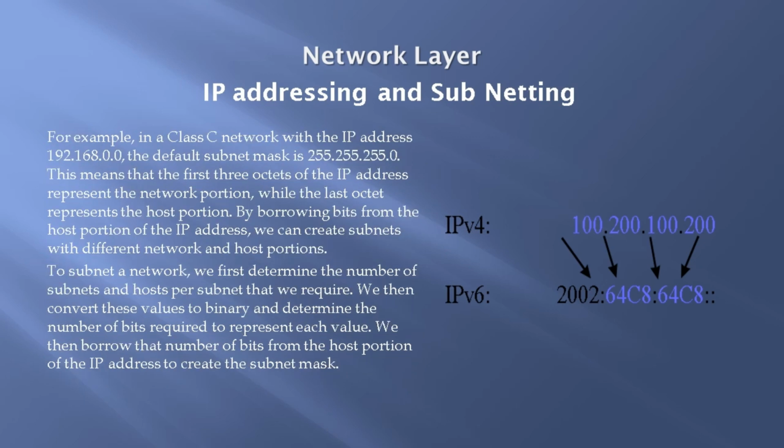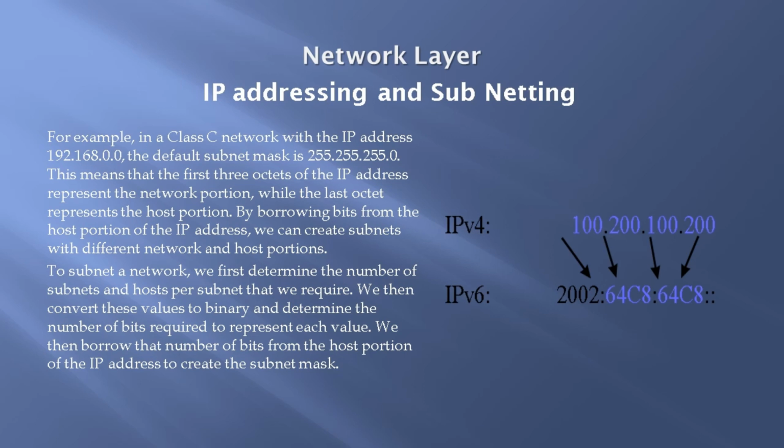For example, in a Class C network with the IP address 192.168.0.0, the default subnet mask is 255.255.255.0. This means that the first 3 octets of the IP address represent the network portion, while the last octet represents the host portion. By borrowing bits from the host portion of the IP address, we can create subnets with different network and host portions.